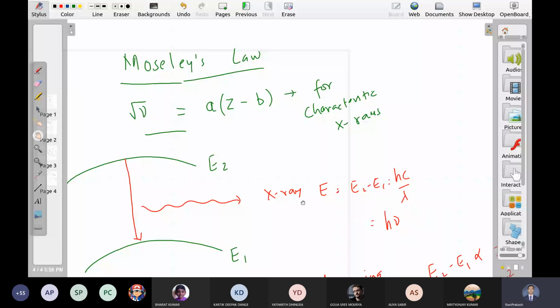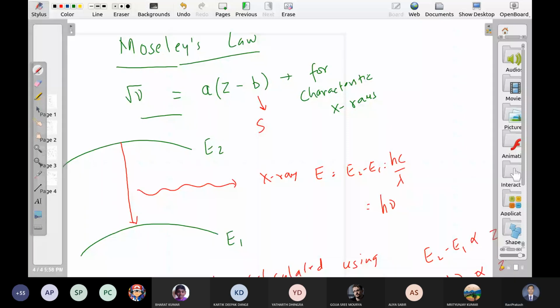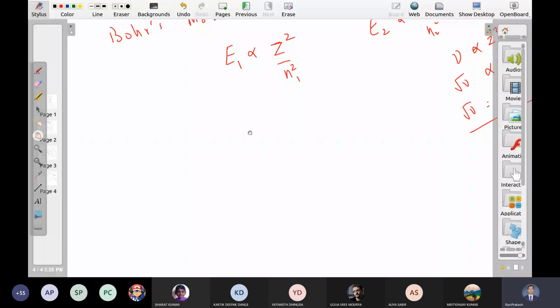Do you know what is the source of this b? Sir, characteristic spectrum. Screening effect. Yes, this is called shielding or screening effect. Where does it come from? So let me complete this picture. What is happening here? We have a positive core, and around this core we have these shells, and in these shells electrons are moving.